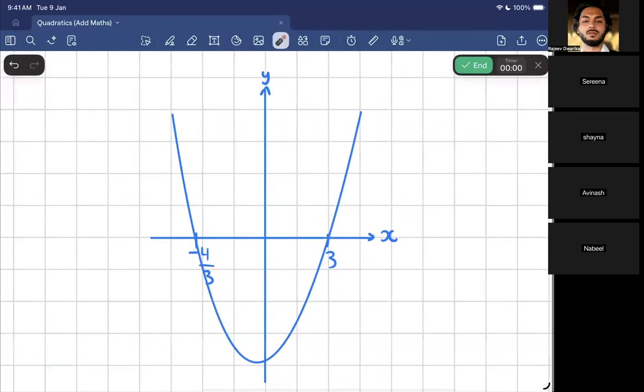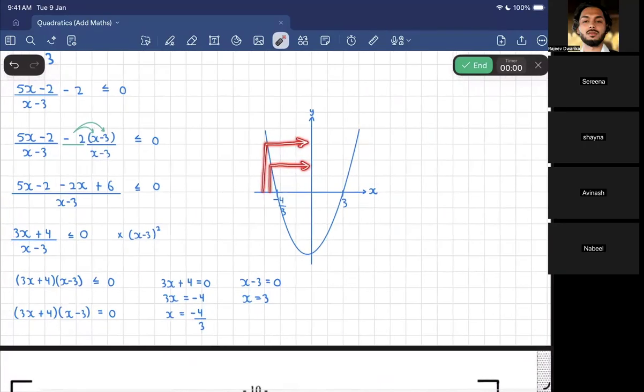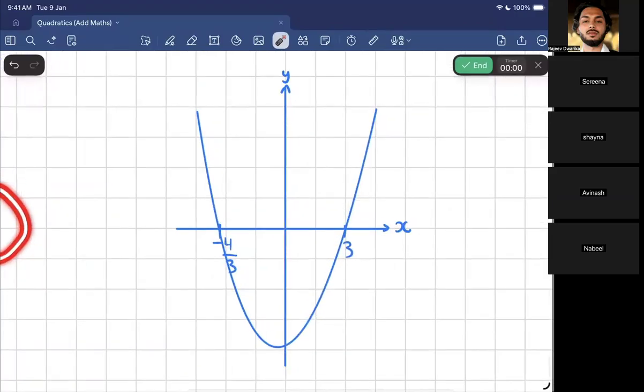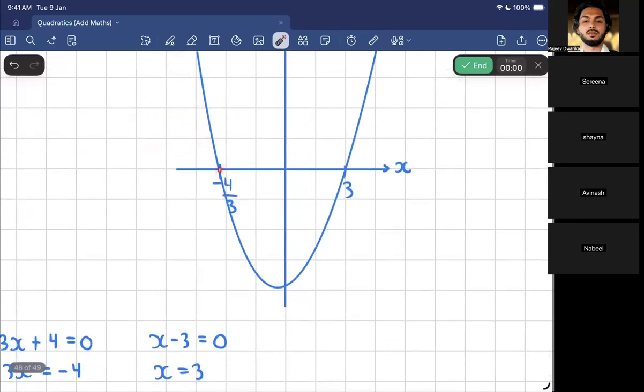Okay. If I take a value for x that is less than minus 4/3, am I getting positive or negative? Positive. And that is more than 0, but I wanted less than 0. So can I shade over here? No, sir. What about if I go between minus 4/3 and 3? You got negative. Do we want a negative? Yes, sir. Right, so I'm going to shade in the middle.